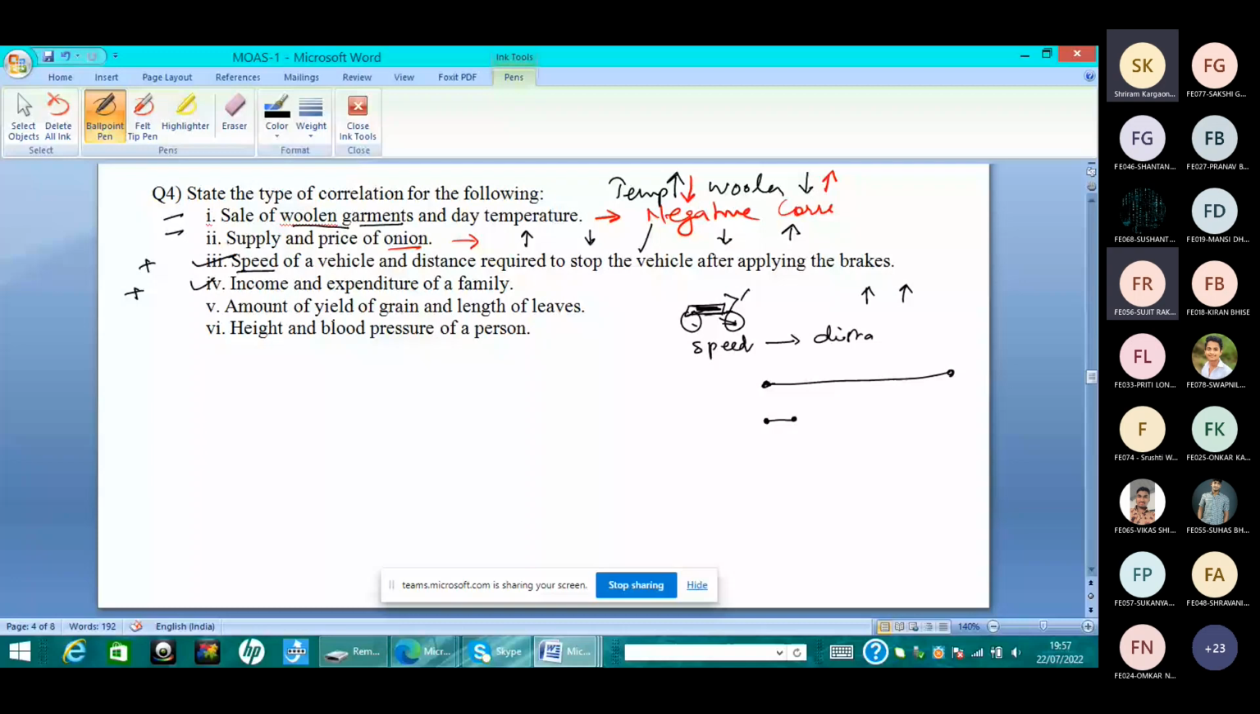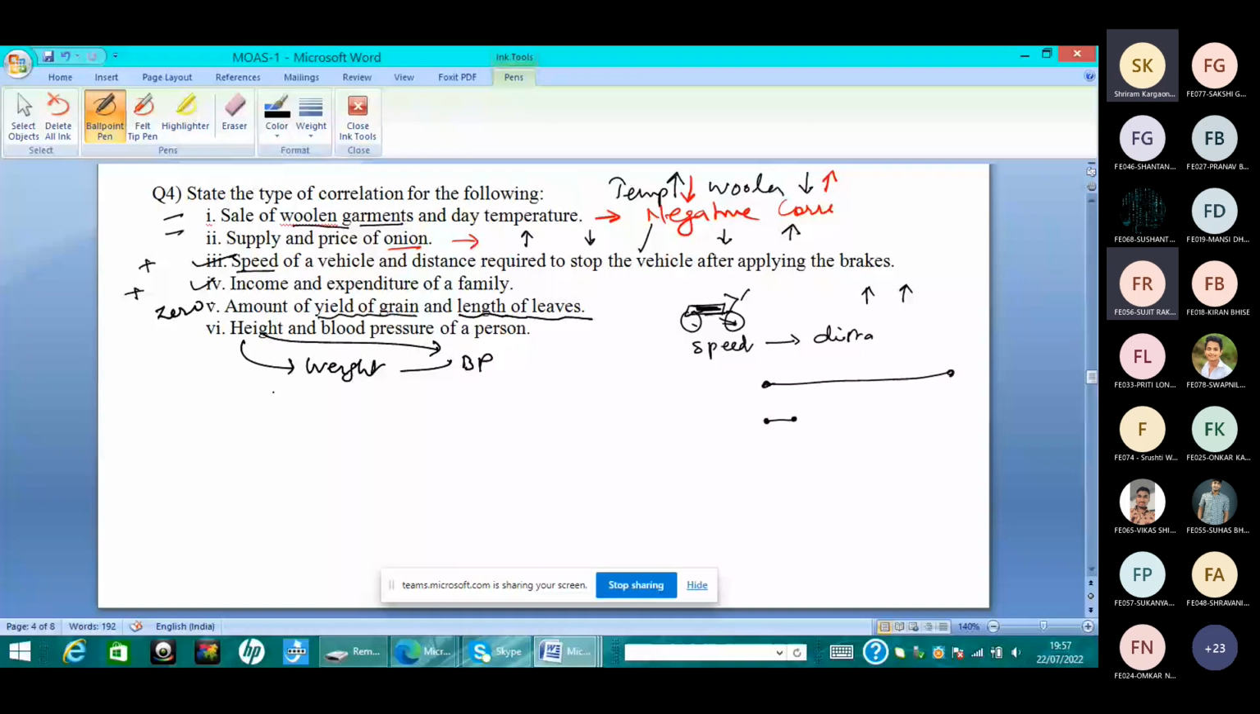Do you see any relation between this? I don't see any relation, so there is no correlation or zero correlation. Height and blood pressure of a person. I think there is no correlation, but height and weight are related, and weight and BP are related, right? So indirectly it can affect it. Okay, so there is not a direct relation, but yes, there is an indirect relation between them.